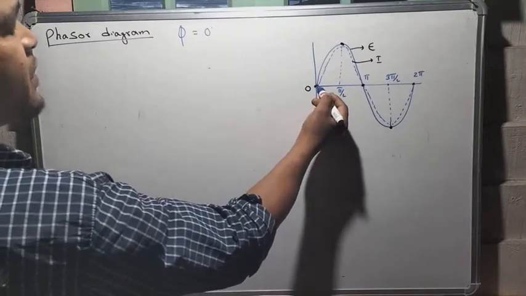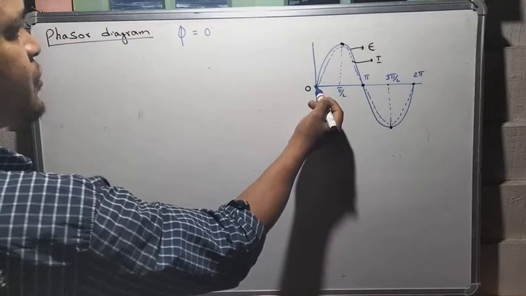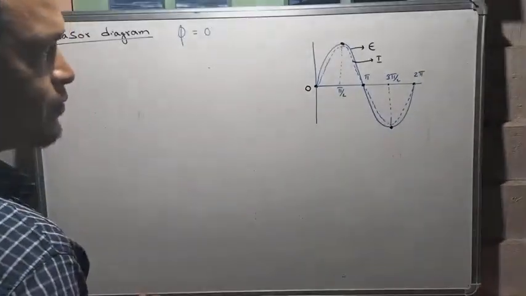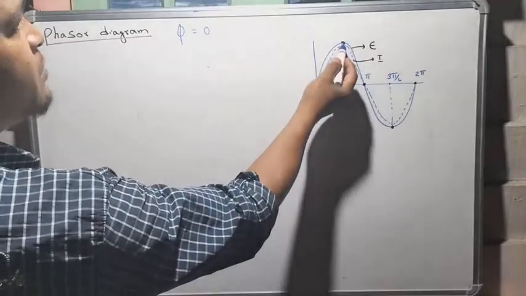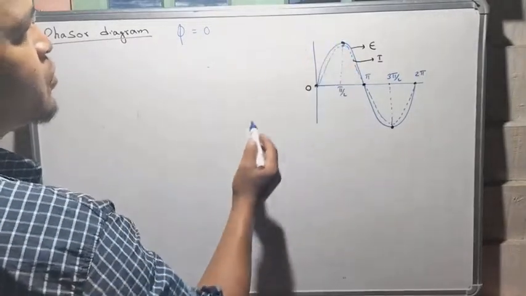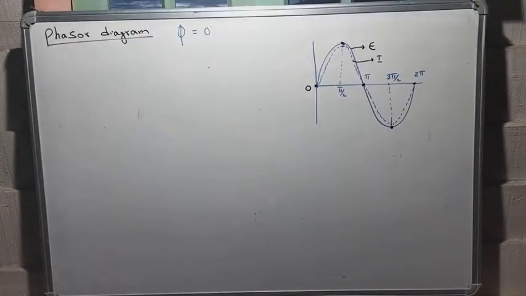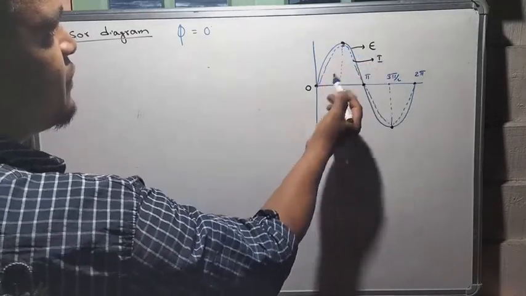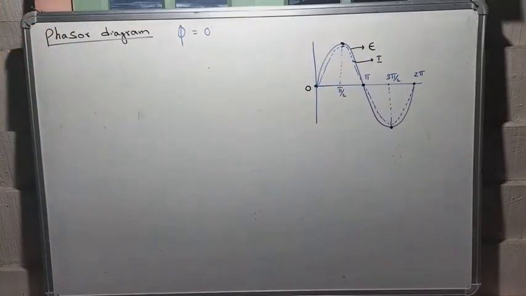So when the phase difference is zero, it means both will reach zero and maximum at the same time. When the current is here, the voltage is here. When the current is maximum, the voltage also will be maximum. So this is the case when the phase difference between the two waves is zero. Please note that this solid wave stands for the EMF and this dotted wave stands for the current.